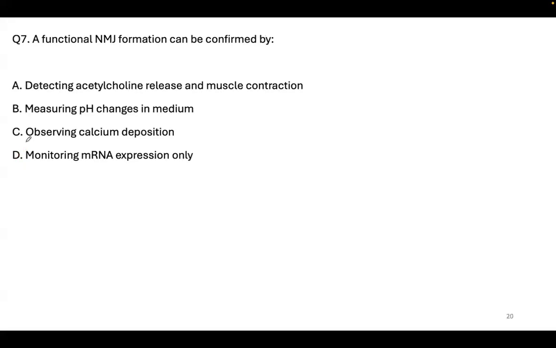Then a functional neuromuscular junction can be confirmed by what? So you've formed these things. We discussed that you can make a neuromuscular junction. Let's say it takes you 15 days or 30 days for your motor neurons and your muscle cells to set up and make these junctions. So you can check that acetylcholine is being released, because of course some acetylcholine will come up into the media also. And then of course muscle contraction is the main star of this week that we have been discussing.